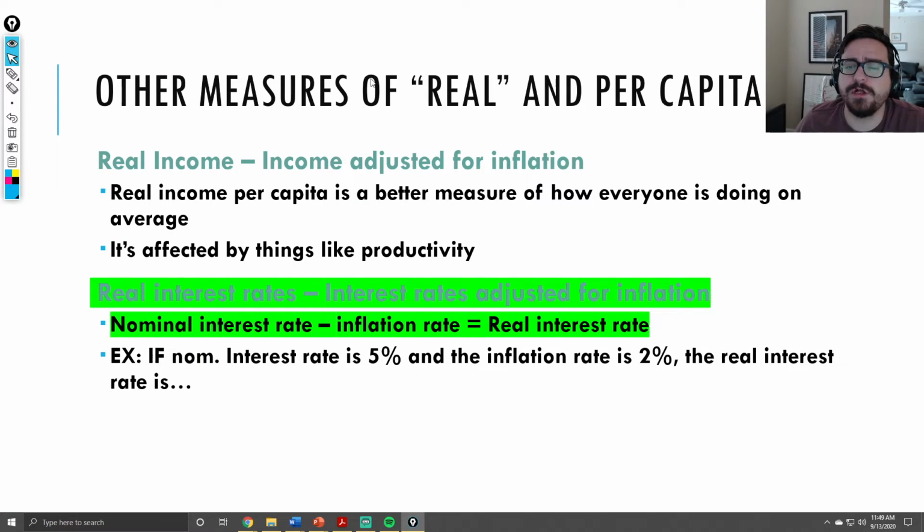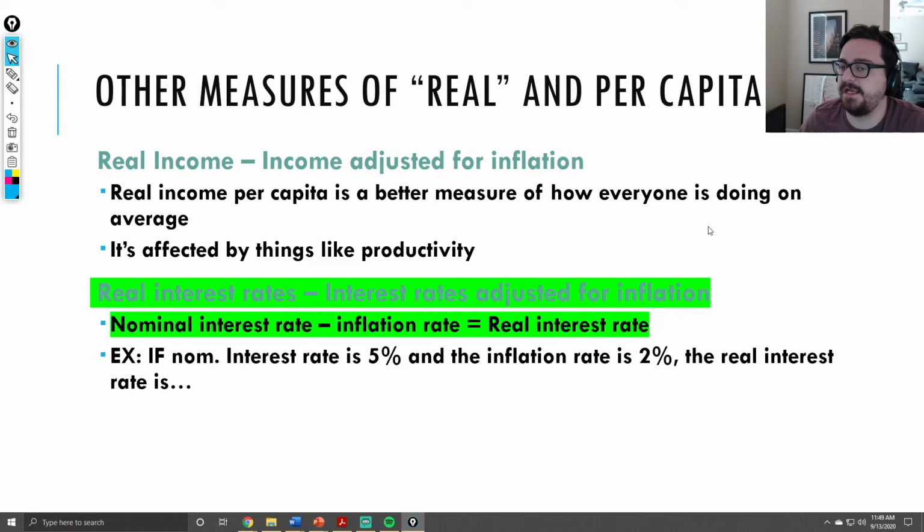Some other real per capita things you could see is real income. That's just income adjusted for inflation. That's better. Productivity tends to influence that. If you're more productive as a country, you make more money. That tracks. Real interest rate is an interest rate adjusted for inflation.